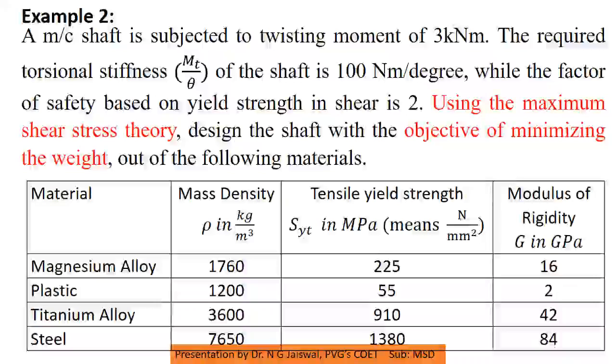Before explaining the solution, make a note that torsional stiffness is the ratio of torque to angular deflection. Its unit is given as Newton meter per degree. Per degree, take a note, not per radian.